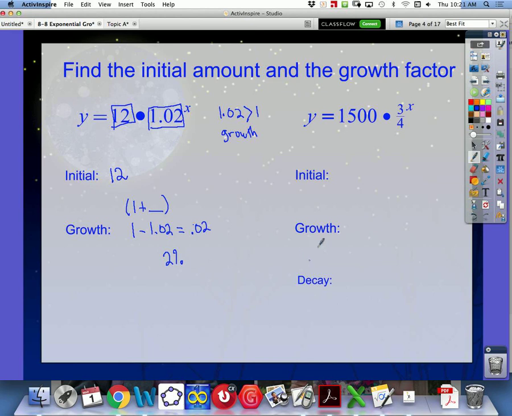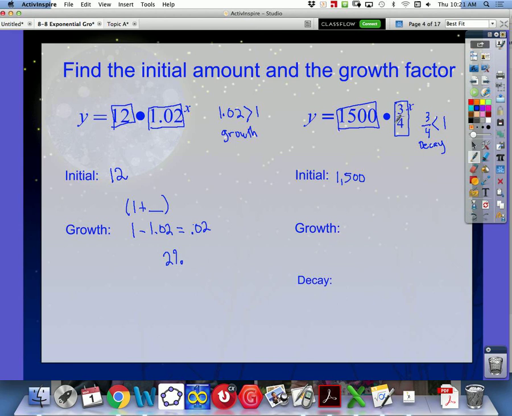Now let's go look at this problem. This problem, I want to know first, is it a growth or is it a decay? So if I look right here, I see that's 3/4. That is a fraction, and 3/4 is less than 1, so that means this is a decay problem. So now I know my initial. I'm starting with 1,500.